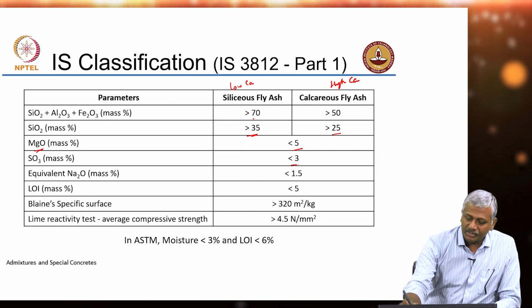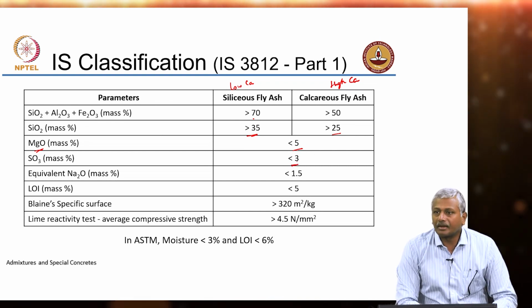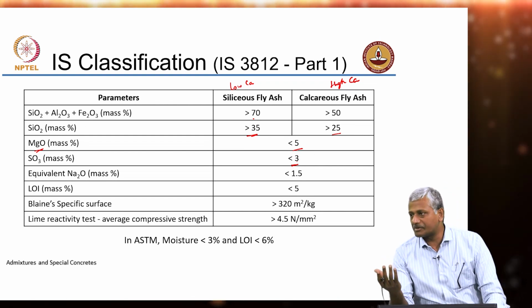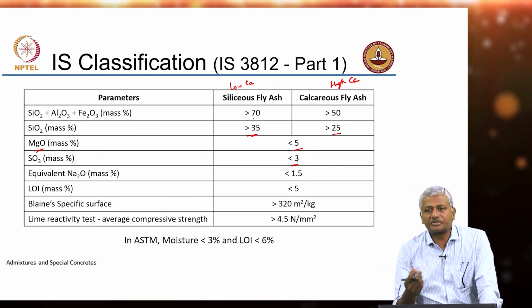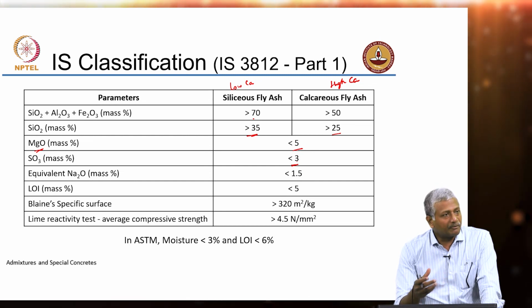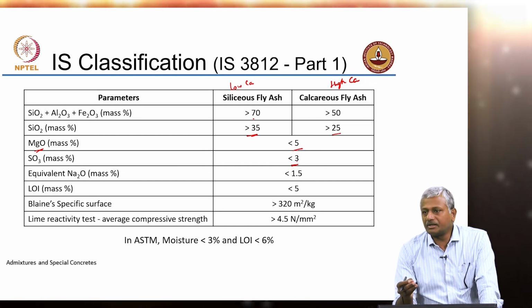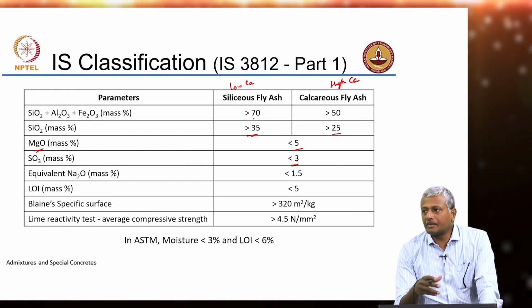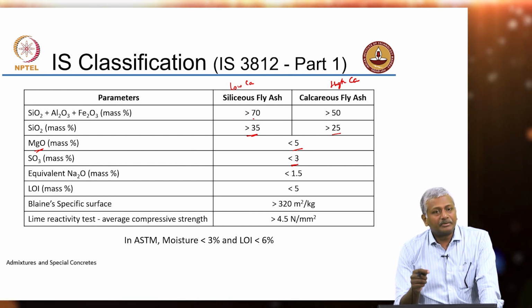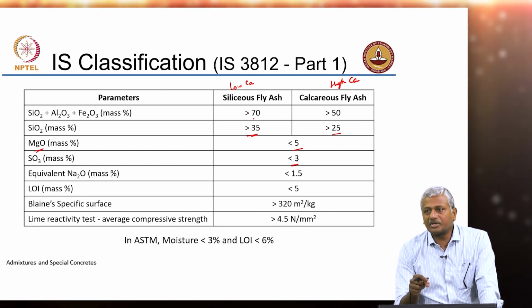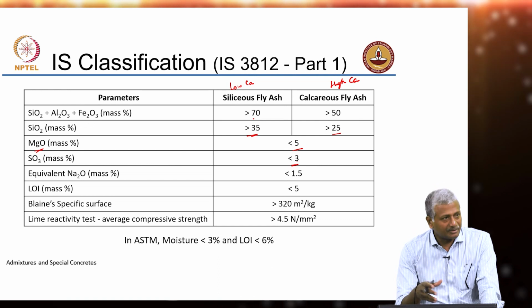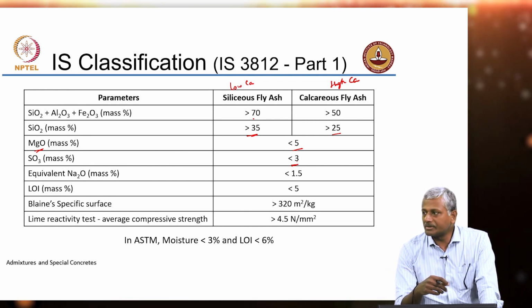Sulphate is also restricted to less than 3%. Sulphate may be present in coal, right. There may be some sulfur that is present in coal, but you have to ensure that your fly ash does not have too much sulphate. Why? Again, because you are altering the sulphate chemistry of the cement. While sulphates are essential, at the same time excess of sulphates may lead to other problems in your cementitious material, like delayed ettringite formation and things like that.